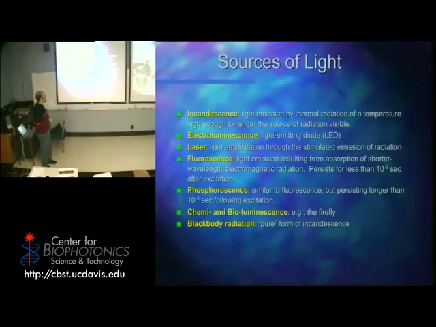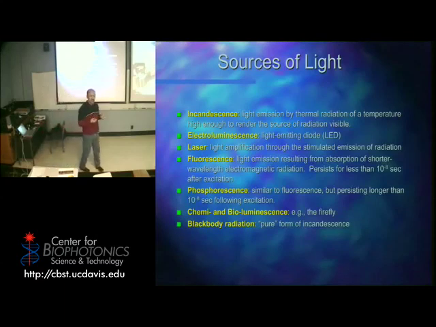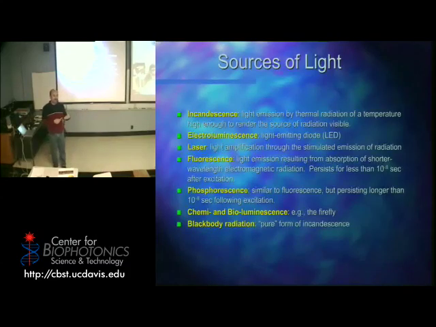Then we have chemi- and bioluminescence. Chemiluminescence means you have a chemical reaction and you give off light. Bioluminescence is just when that happens inside a living organism. And then we have something known as blackbody radiation, which is really a form of incandescence. It's just a pure form of incandescence, and it's getting back to that idea that we talked about, where if something's made up of vibrating atoms and molecules, it gives off a spectrum. Depending on its temperature, it gives off different ranges of energy. We'll be talking about that.